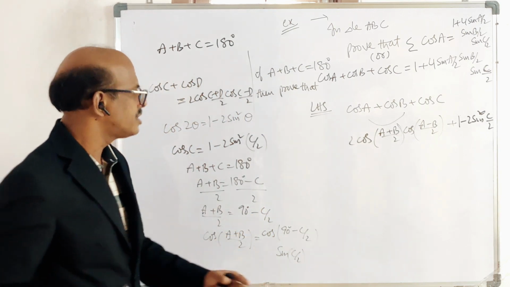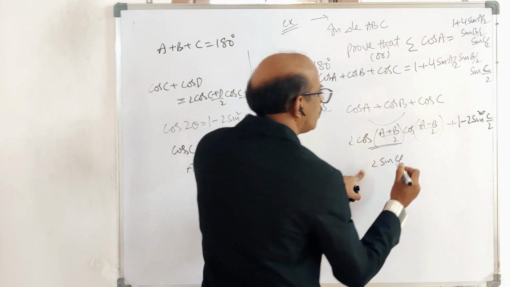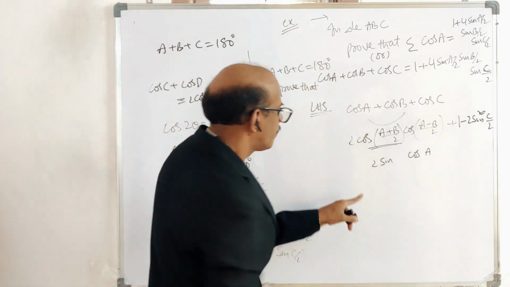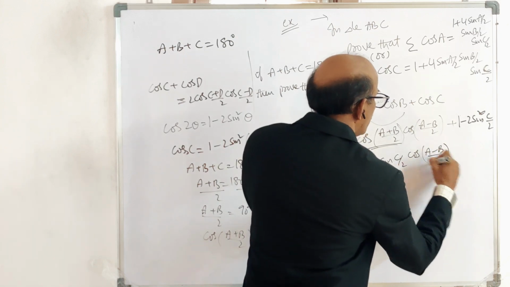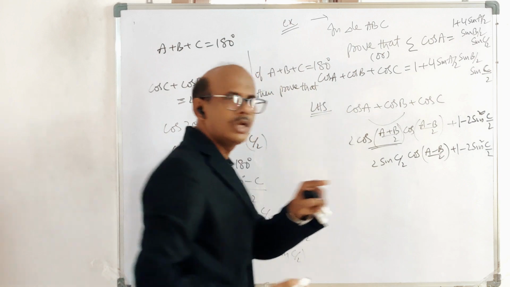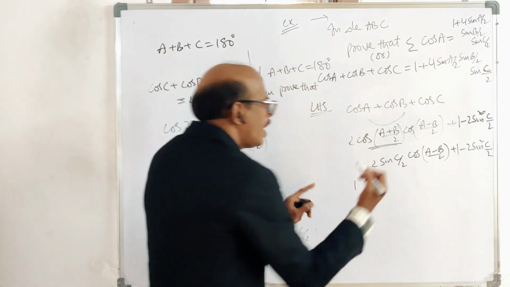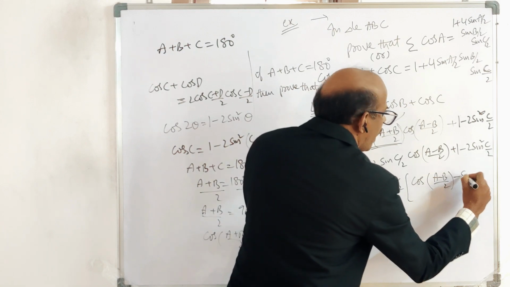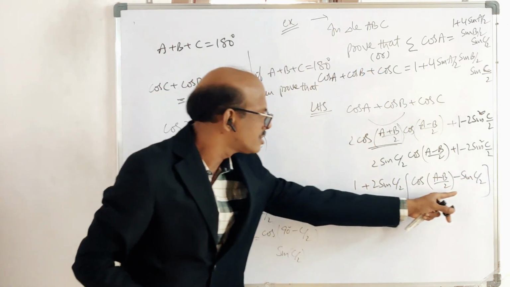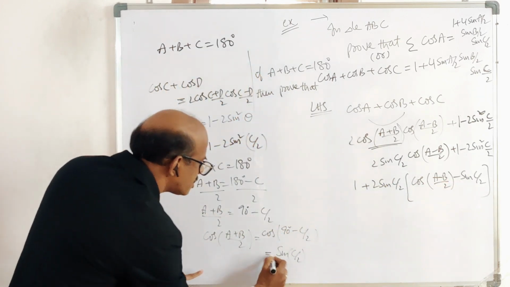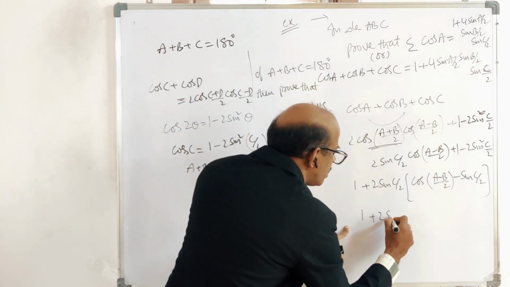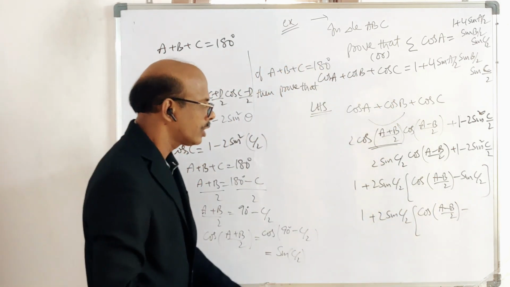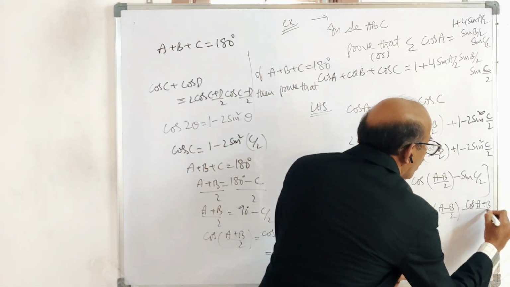Here this place is replaced by 2 sin C by 2, and here as it is, cos of (A minus B) by 2. Here sin C by 2 will be as it is, and 1 as it is, and 2 sin square C by 2. Now if you observe, 1 as it is, take outside, that will be the first term, and 2 sin C by 2 is common. If you take 2 sin C by 2 common, it will be cos of (A minus B) by 2 minus sin C by 2. Now again, cos of (A plus B) by 2 replaced here, it will be cos of (A minus B) by 2 minus cos of (A plus B) by 2.